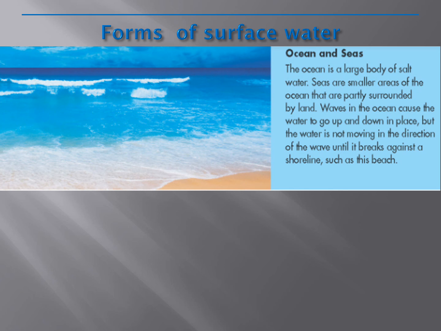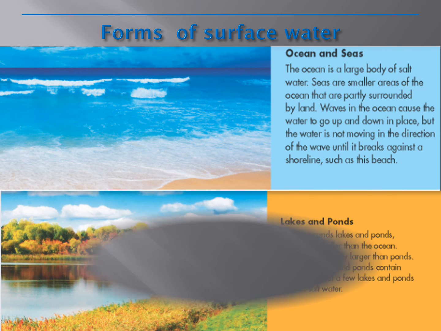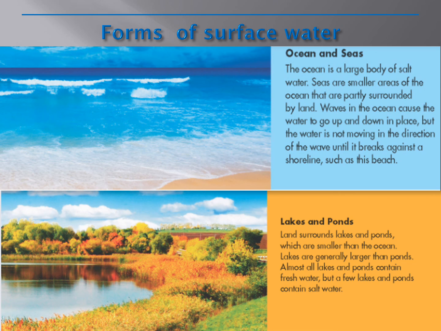Now about the lakes and ponds. Land surrounds lakes and ponds, which are smaller than the ocean. Lakes are generally larger than ponds, and both of them contain fresh water.